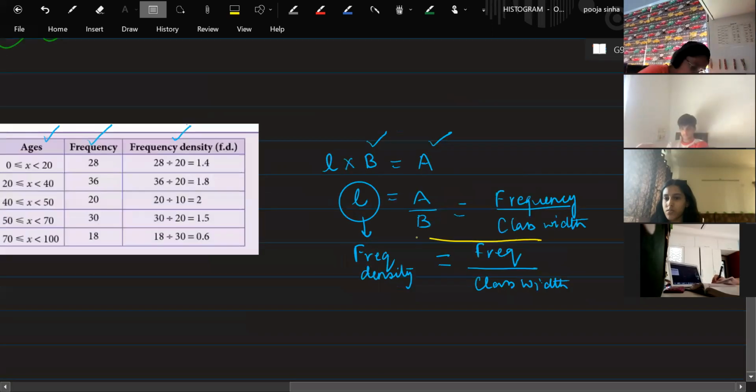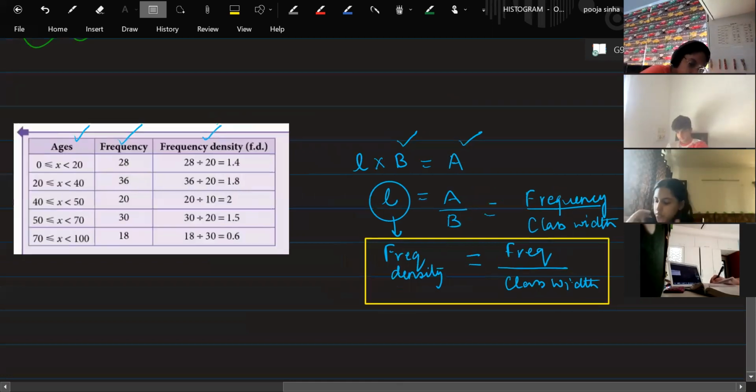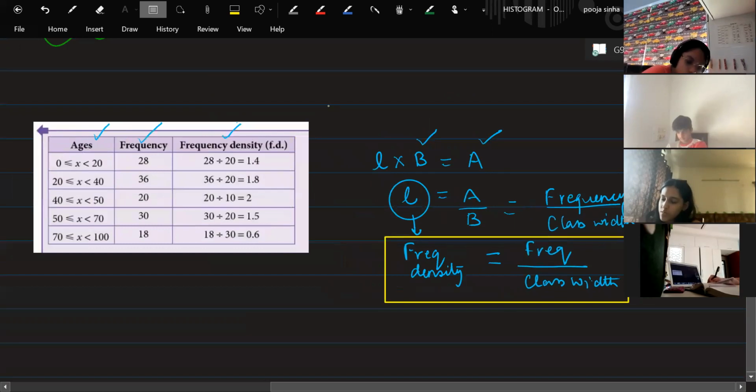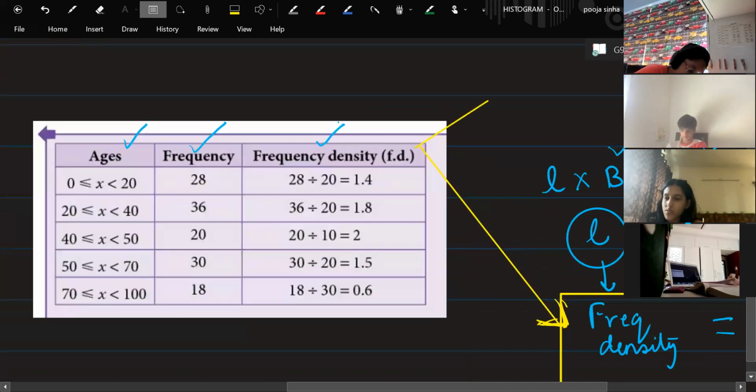We are creating the third column, applying this formula. Okay. So frequency density, how do you calculate? You calculate using this formula, right? Frequency density is frequency upon class width. That's what we just learned. How much is the frequency? 28. How much is the class width?